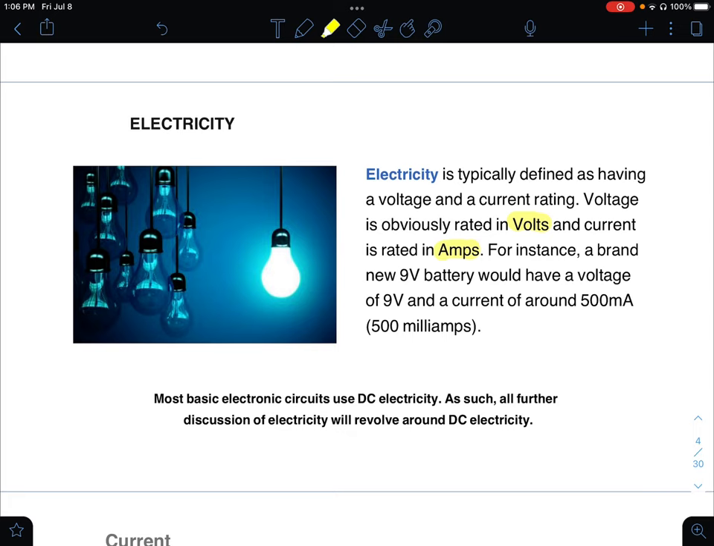Okay, so for instance, a brand new battery, which is 9 volts, would have a voltage of 9 volts and a current of around 500 milliamps. Okay, so mA is milliamps, A is ampere, or amps. Okay, so most basic electronic circuits use DC electricity. As such, all further discussion on electricity will revolve around DC electricity only, okay? So we will only deal with the DC electricity.